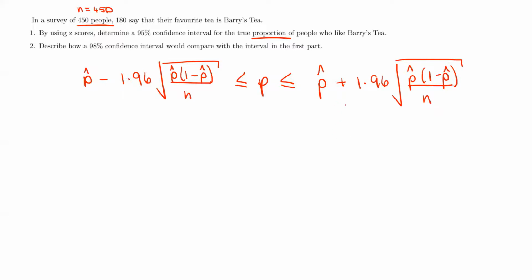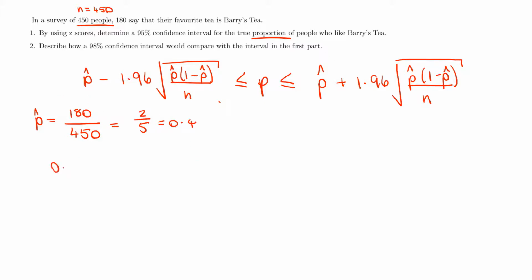So in this case, we know n is 450 and p hat is the percentage of people we measured who liked Barry's tea. So in this case, we measured 180 people who liked Barry's tea, but we're looking for the percentage out of the total, so it's going to be 180 divided by 450. So if we put that into our calculators, guys, 180 divided by 450, that's just going to equal 2 over 5 or 0.4. So we can plug in now everything into this equation.